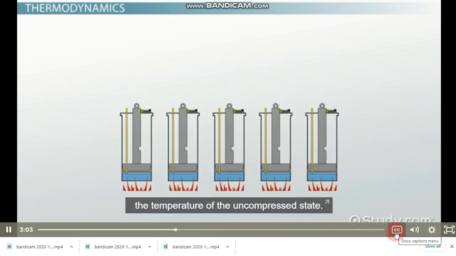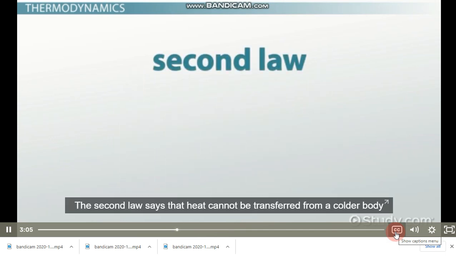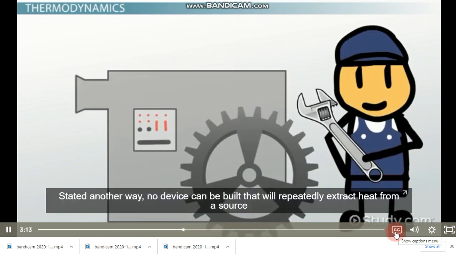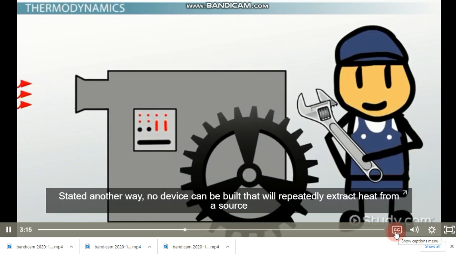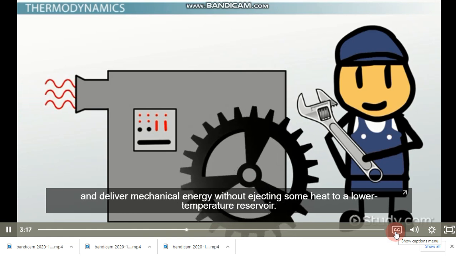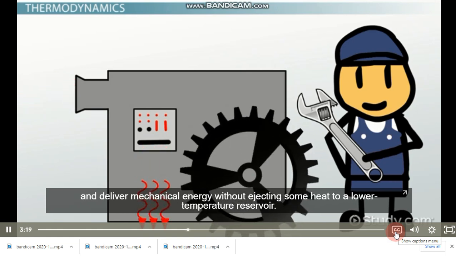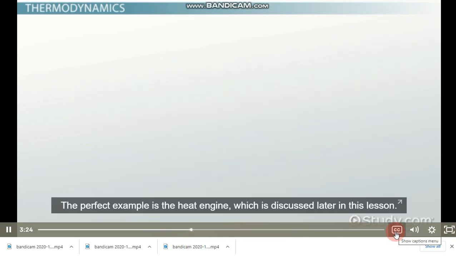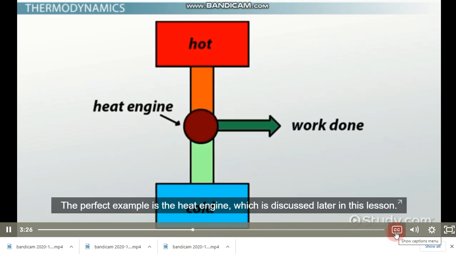the uncompressed state. The second law says that heat cannot be transferred from a colder body to a hotter body without work being done by an outside agent. Stated another way, no device can be built that will repeatedly extract heat from a source and deliver mechanical energy without ejecting some heat to a lower temperature reservoir. The perfect example is the heat engine, which is discussed later in the lesson.